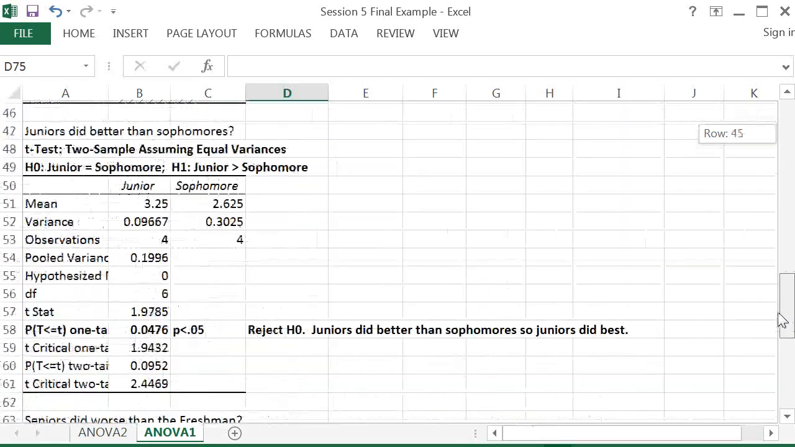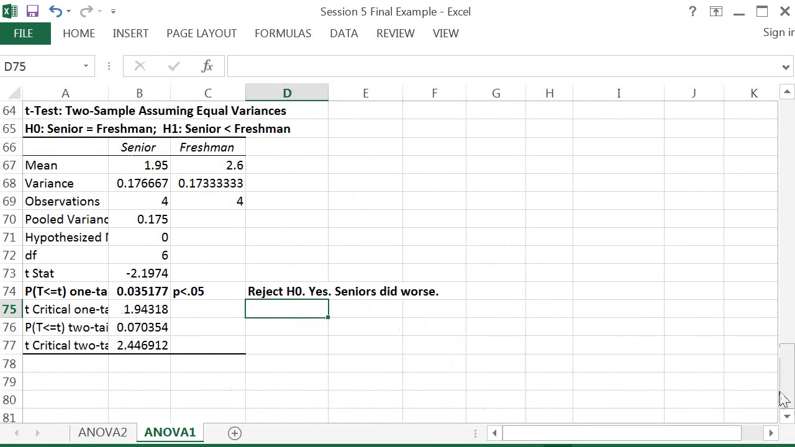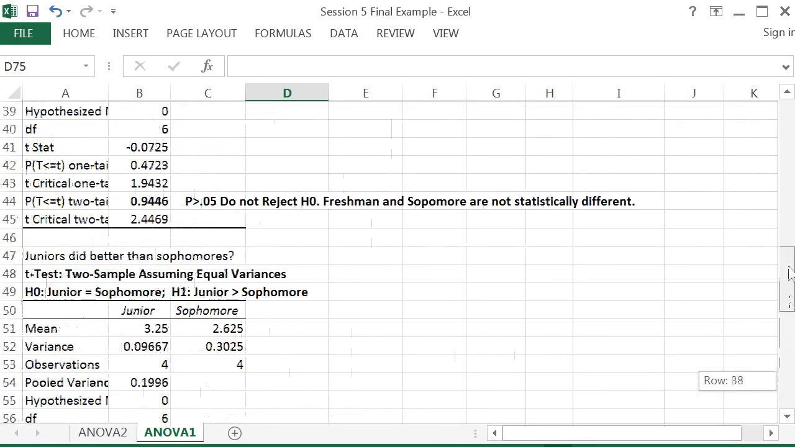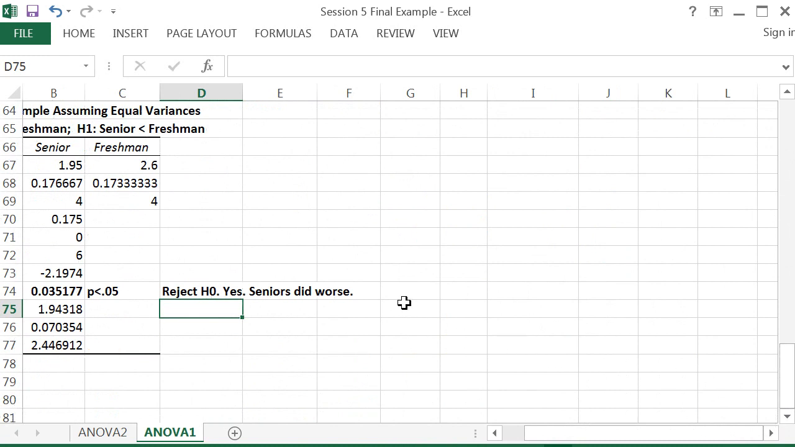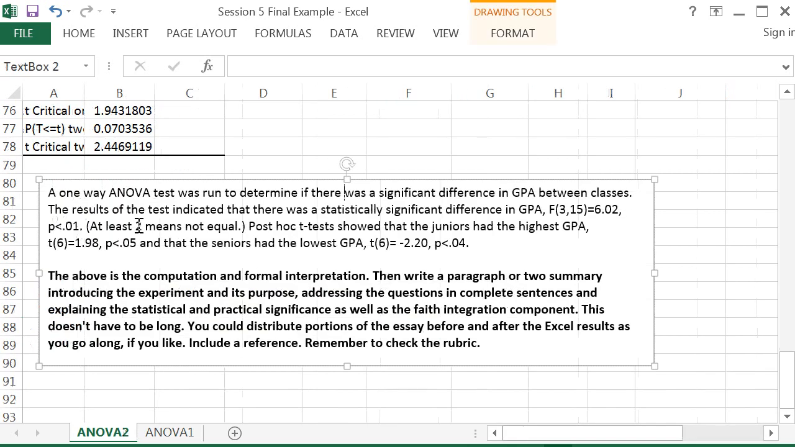Now, when you get done with all your t-tests here, you are going to do a write-up, and you want to do an APA write-up here. And that APA write-up will look like this. So we did a one-way ANOVA test to determine if there was a significant difference in GPA between the classes. Results of the test indicated that there was a statistically significant difference. That was our alternative hypothesis. The F value for 3 degrees of freedom and 15 degrees of freedom was 6.02.